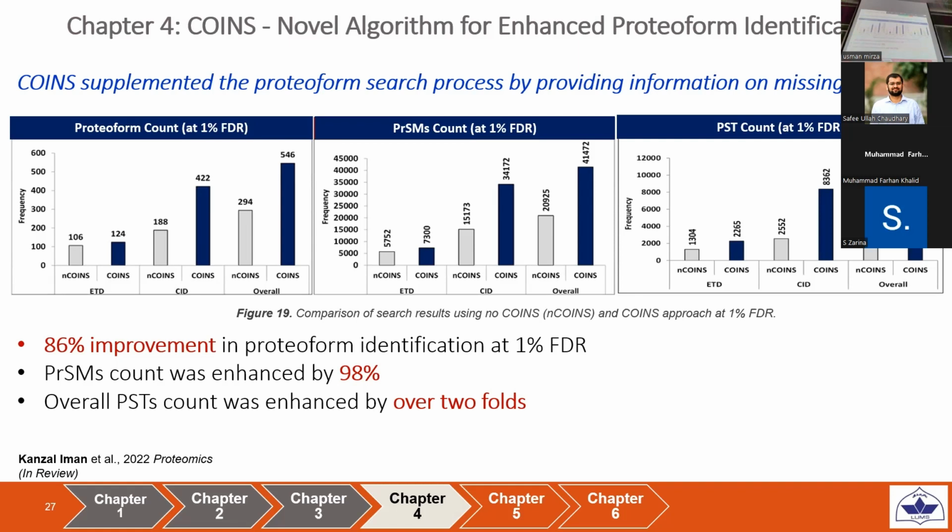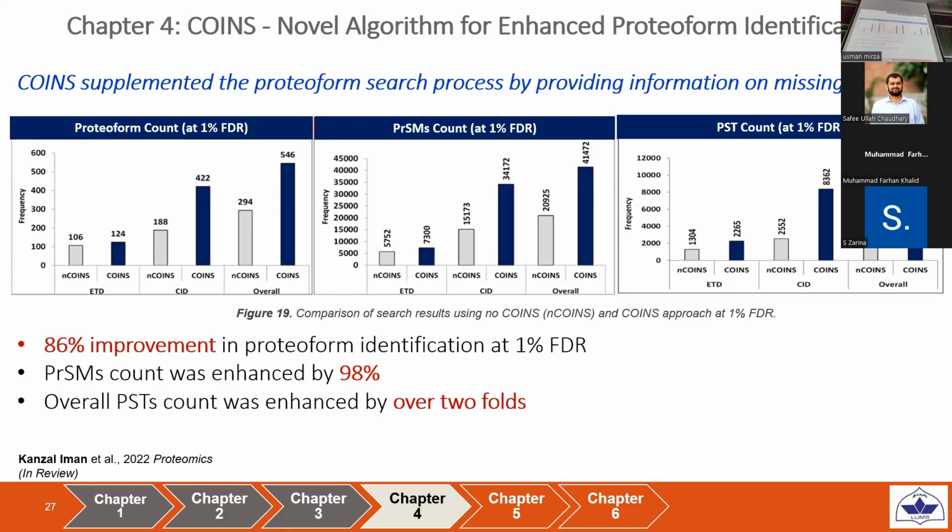So Points has supplemented the proteoform search process by providing information on the missing ions. These graphs here represent the proteoform count at 1% FDR, PrSM count, and PTM count. So there was an 86% improvement in the proteoform identification using the Points approach.